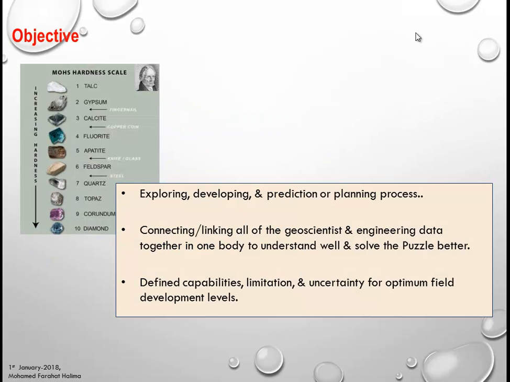The objective. Every geoscientist, while executing the FDP's studies or projects, has many objectives, but the main three are: exploring, developing, maybe prediction or planning; connecting and linking all of the geoscience and engineering data together in one body to understand well and solve the puzzle better, to understand the big picture of the field; and also to define and understand the capabilities, limitations, and uncertainties for optimum field development purposes.